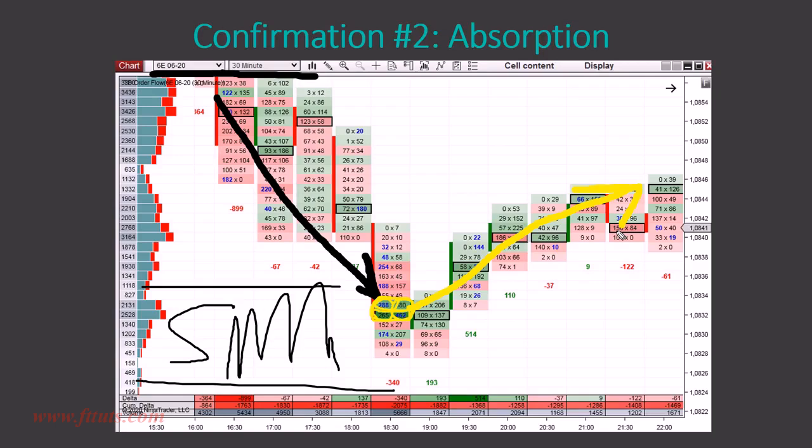So that's for the absorption setup. It's pretty similar to the limit order setup. I like to use them both. When there is a support or resistance zone and there is either the limit order setup or the absorption setup, I like to use those as a confirmation to enter my trades.